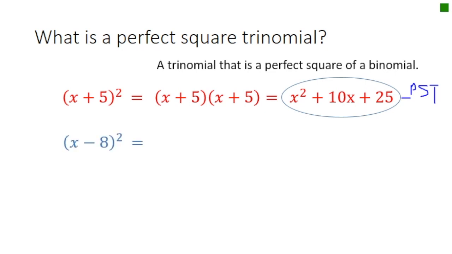Here are some other examples. Let's say we take x minus 8 squared and we do the same thing, distributive property. You would get x squared minus 16x plus 64. Another perfect square trinomial.